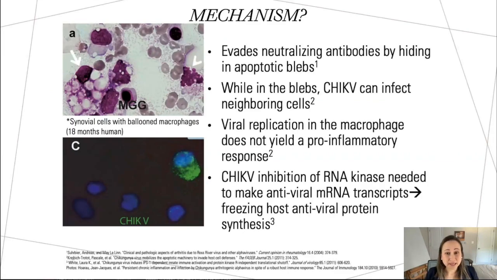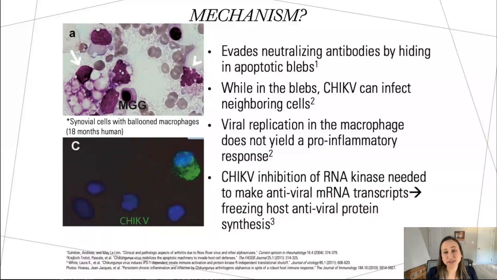So we wondered what the mechanism was. We know that chikungunya evades neutralizing antibodies by hiding in apoptotic blebs. And on the figure on the left, the top figure, you can see chikungunya in apoptotic blebs inside of a macrophage in a patient 18 months after infection. And on the bottom slide, you can see chikungunya by immunofluorescence highlighted in green.